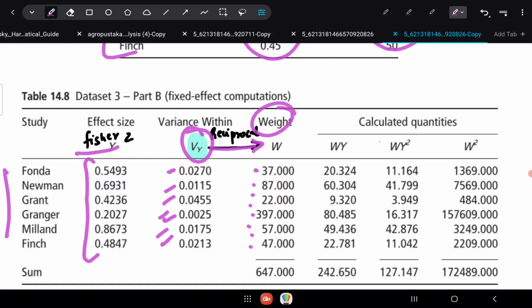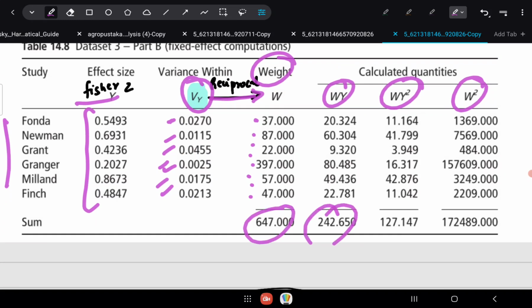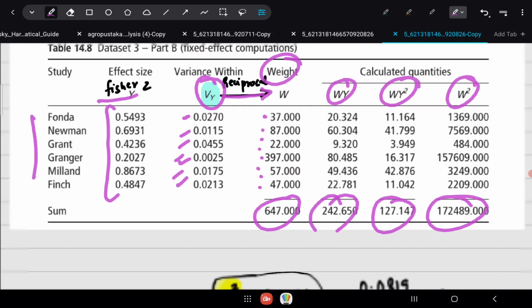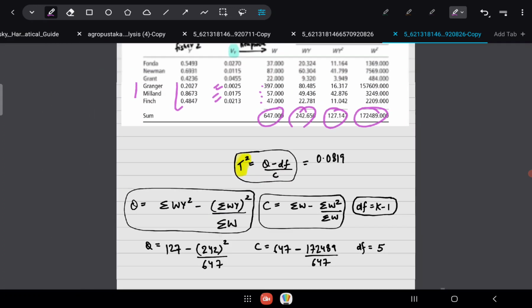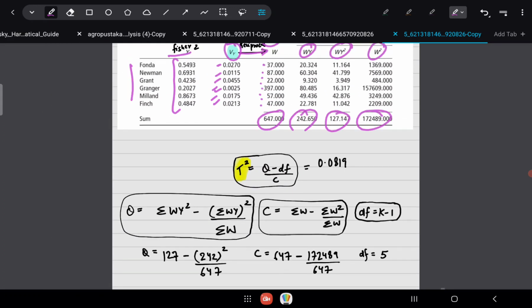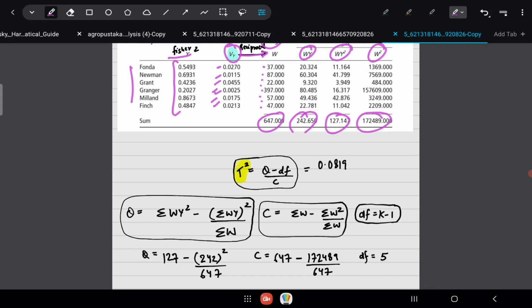Then you can compute the wy, wy square and w square, and you can get the sum of each of these values. Now you are ready to compute your between study variance, which is the t square, right? I hope by now you know how to do this. You can pause the video. I have put it like this. You can just pause and see if you can calculate.